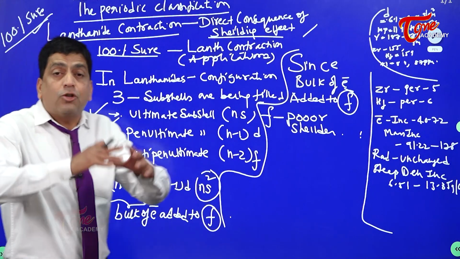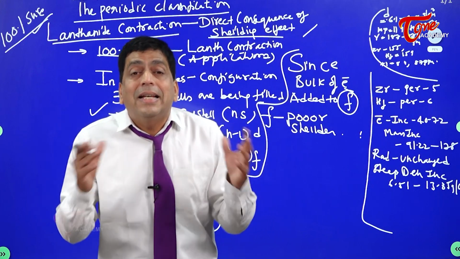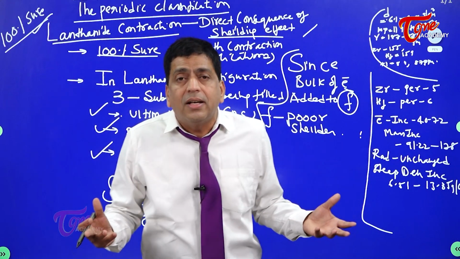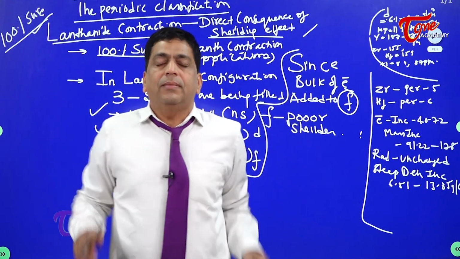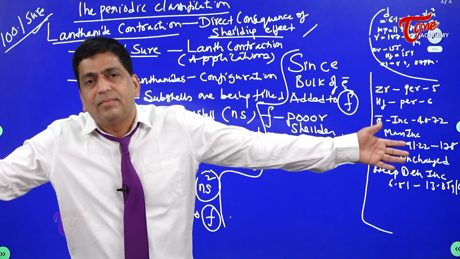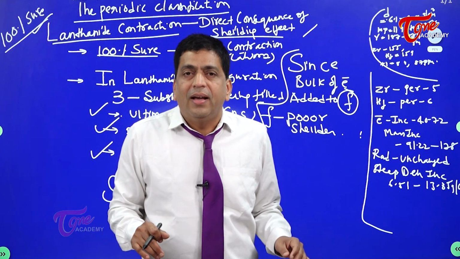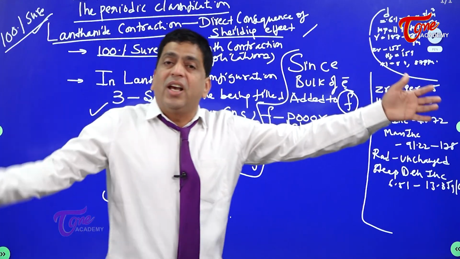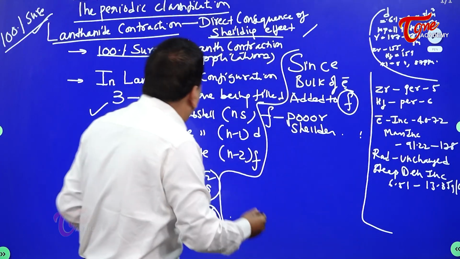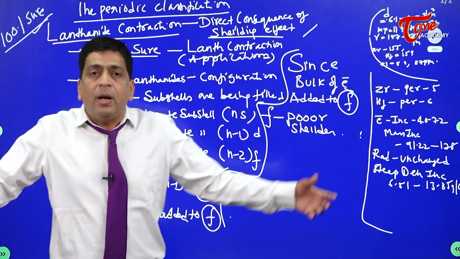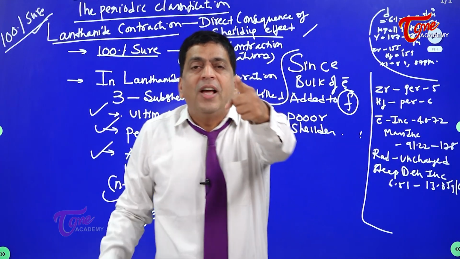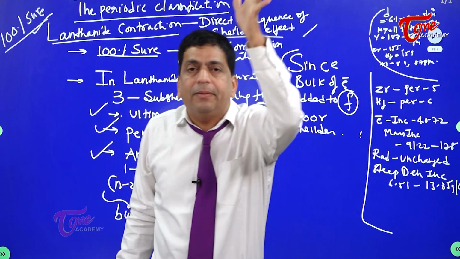So when I move from cerium to lutetium, the atomic number is increasing, the nucleus size is increasing, so the nuclear force of attraction also increases. But the electrons are added to the F subshell, and when they are added to the F subshell, they are not good shielders. Then the nuclear force of attraction penetrates through this F and falls on the ultimate shell, that is nothing but what? NS. So thereby the outermost ultimate shell is pulled inwards, resulting in a contraction. That's nothing but lanthanide contraction. You must understand.